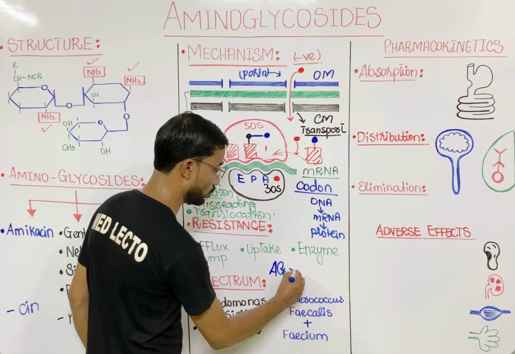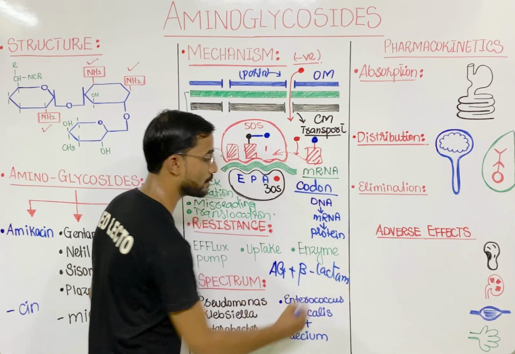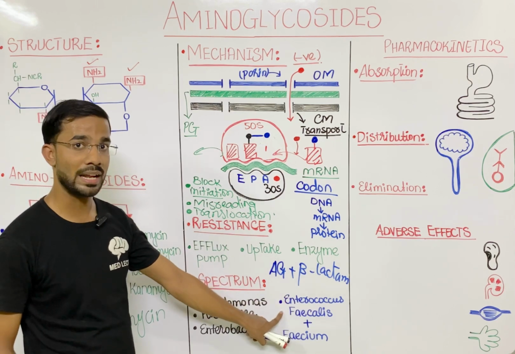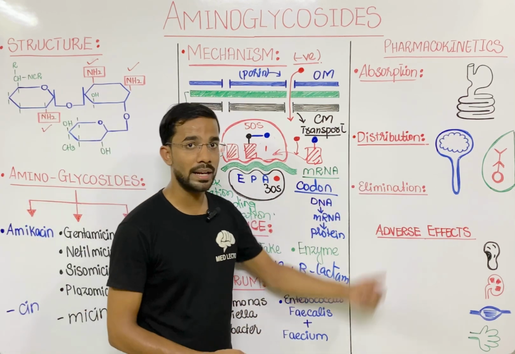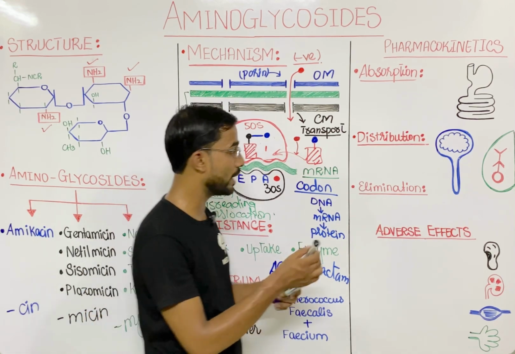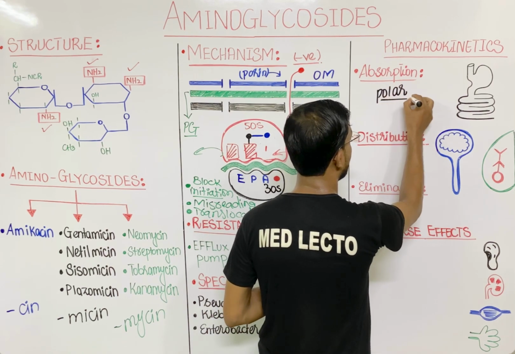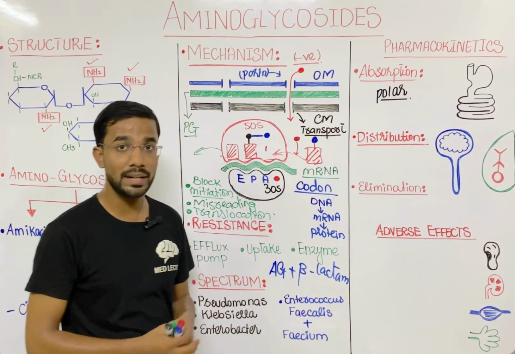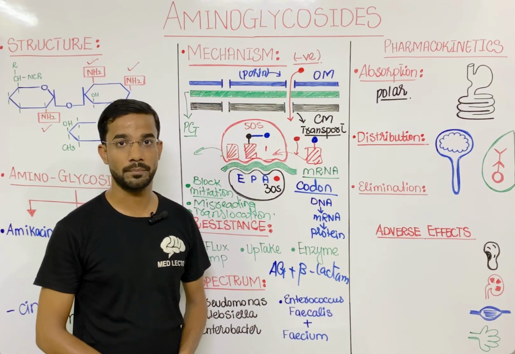Aminoglycosides can be used along with the beta-lactam drugs for gram-positive bacteria like Enterococcus faecalis and faecium. If we look at the pharmacokinetics, like the absorption, aminoglycoside is a polar drug, hydrophilic in nature. Due to its polar nature, aminoglycoside is poorly absorbed from the GIT.